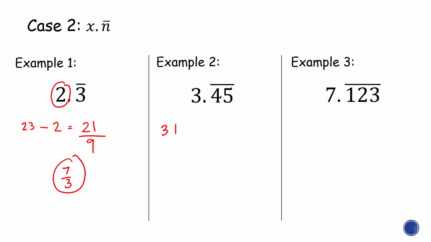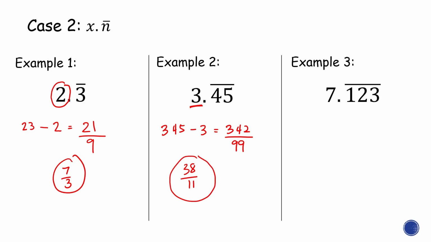So it is 345 minus the ones digit, which is 3. So this is 342 over, since there are two repeating digits, 99. And of course, we can simplify that because both are divisible by 9. So the simplified form is 38 over 11.